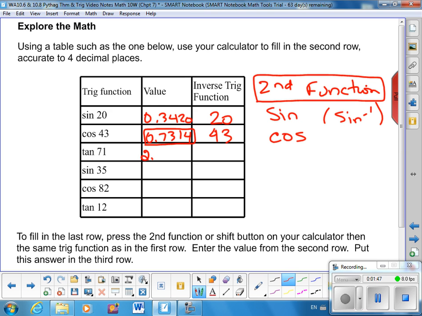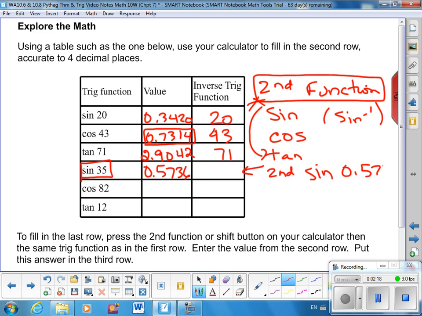So let's try a couple more. The tan of 71 is 2.9042, 71 degrees. So you're going to press second function and then tan whenever you're looking for the angle. So if you have the angle like sine of 35, you just push sine 35. 0.5736 will be in your calculator. If you want to find the angle, that's when you use the second function of sine and press in 0.5736, and you'll get 35 degrees.